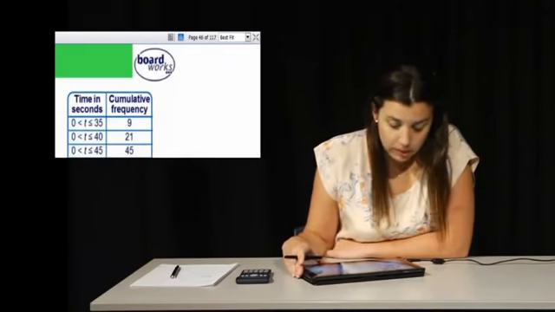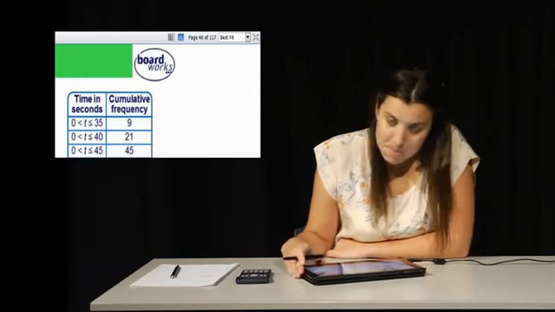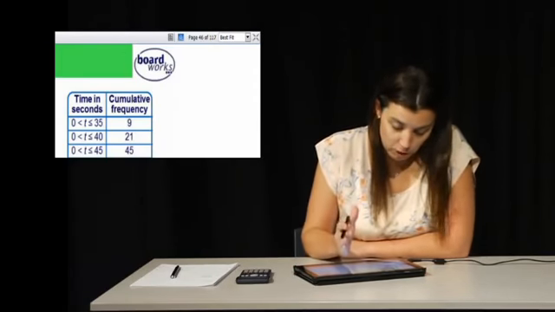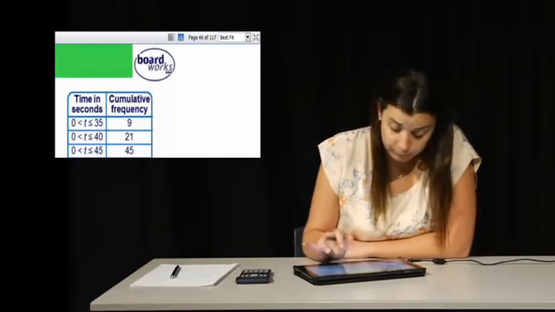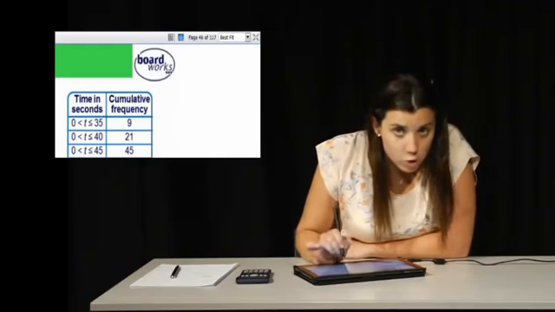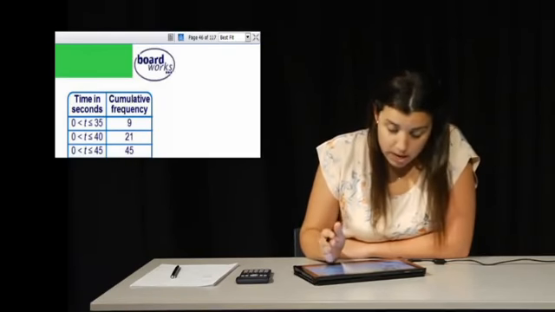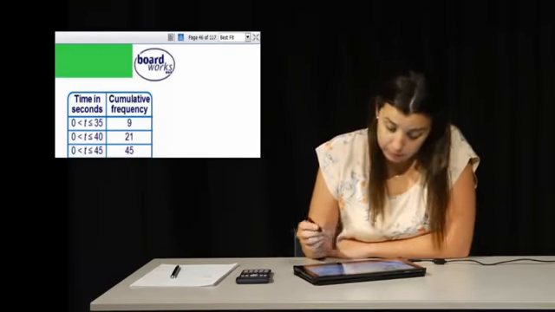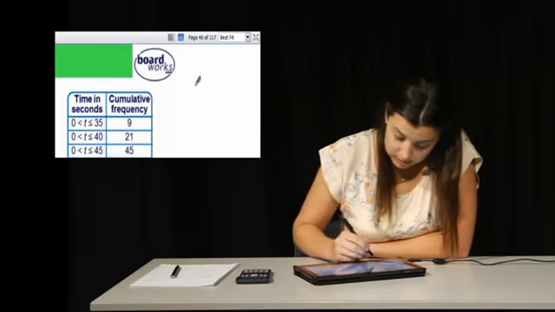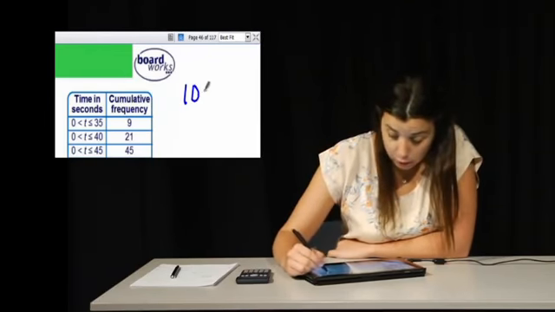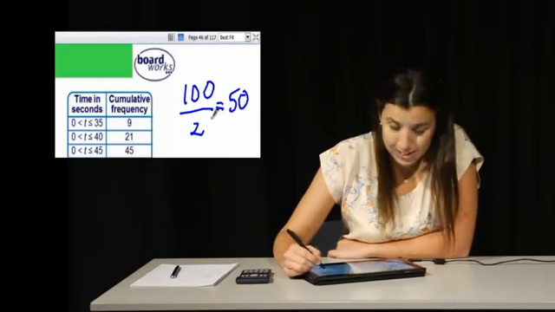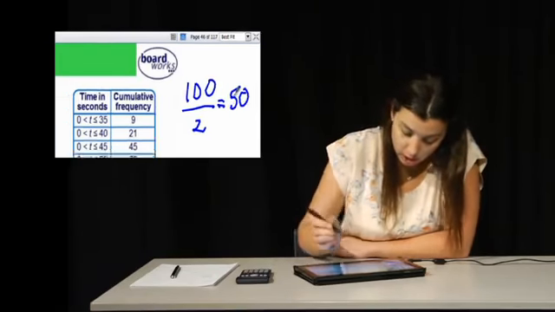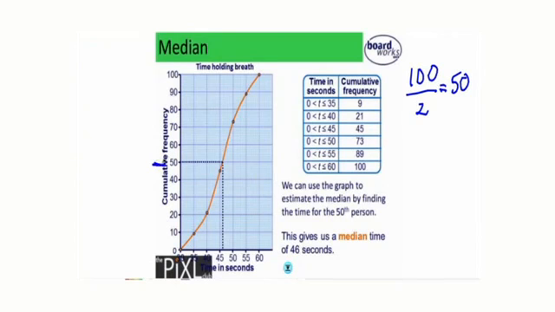Once you've plotted the cumulative frequency graph, we can then work out further things from the graph. The first thing we're going to look at is the median. Now, the median is the middle point, and we can use this graph to estimate the median of this data. We've got 100 people, so the halfway person is going to be the 50th person. So our first step is always to take the total, which in this case is 100, and divide it by 2 to find the value we are going to be looking for on the cumulative frequency. It's 50, the 50th person, the halfway, which you can see here on the graph.